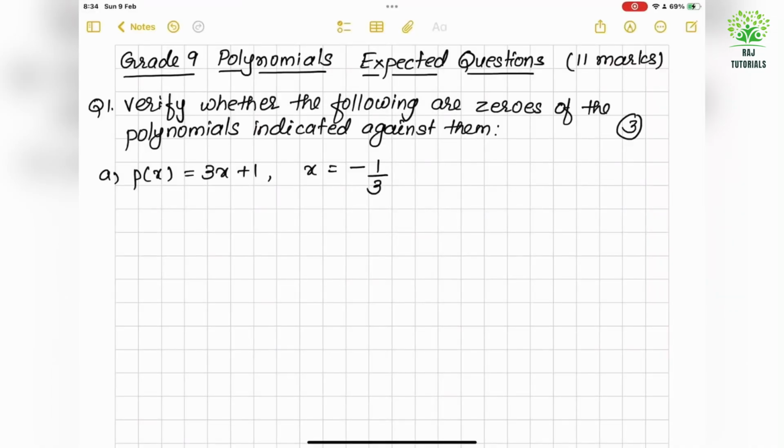Let us start with polynomials expected questions. This chapter contains 11 marks in the exam. Now, let us see the first question.